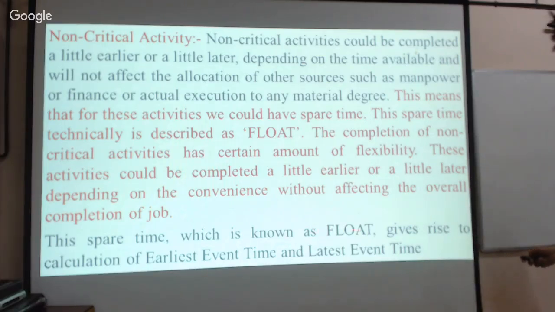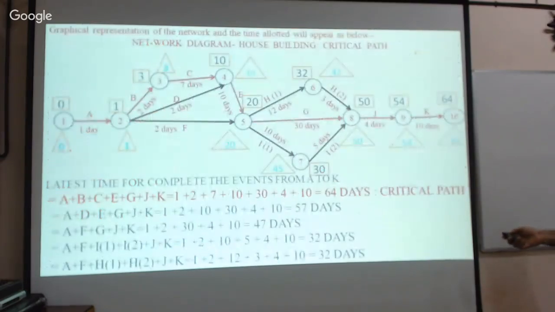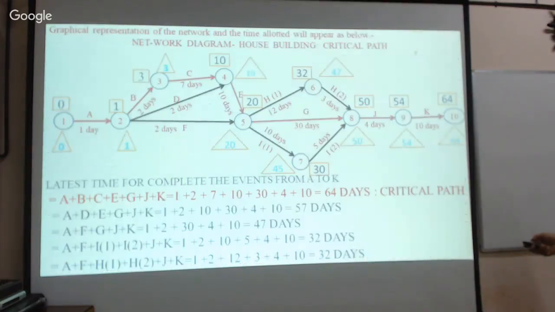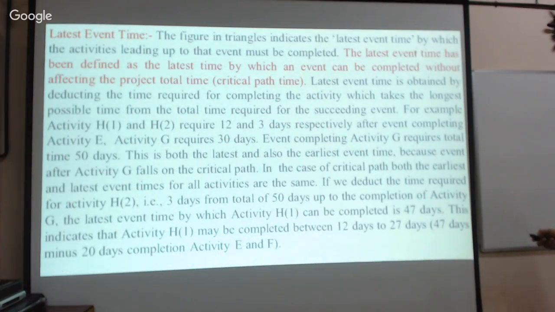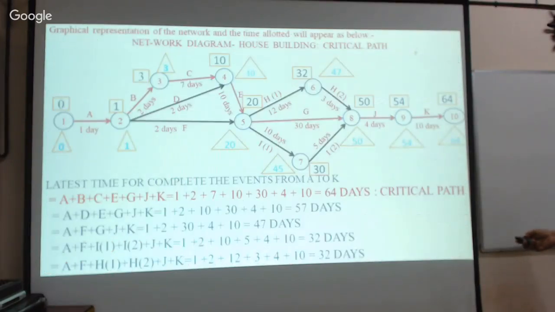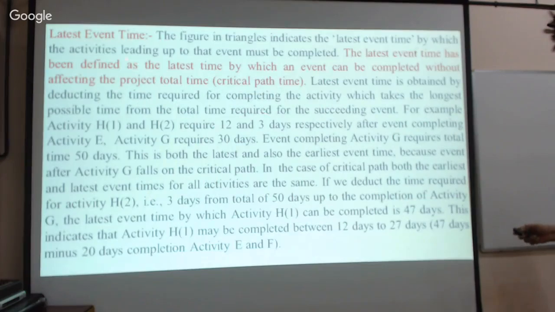The spare time, which is known as the float, gives rise to the calculation of earliest event time and latest event time, isn't it? What we have already discussed, I am repeating once again in a number of slides. This is the earliest event time and the latest event time. What I have explained is now printed here. Go through this when you find time and understand this critical path time.